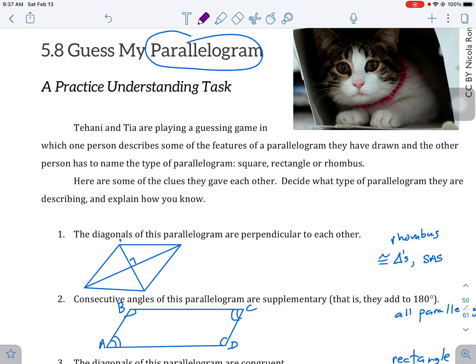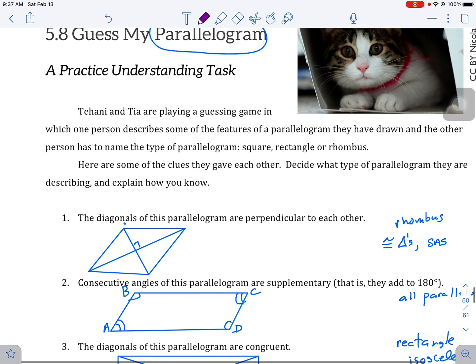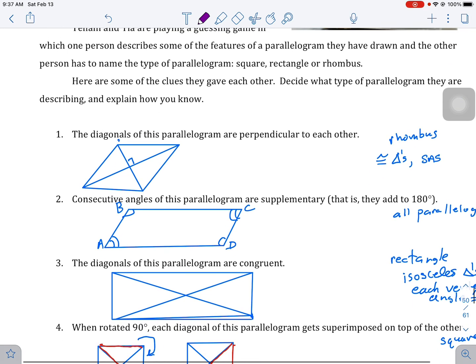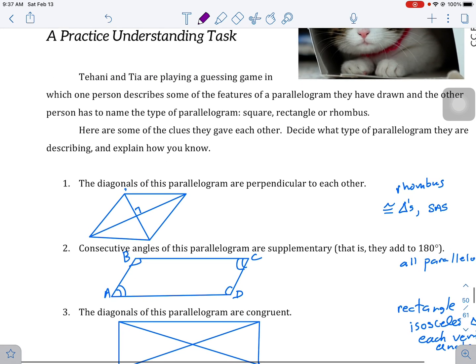So for example, a square is more specific than a parallelogram, which is more specific than a quadrilateral, right? So let's see what we got. The first one says the diagonals are perpendicular to each other, and it's a parallelogram. Again, we note that for a parallelogram, the diagonals bisect each other. So this will be bisected into two segments, and this will be bisected into two segments.